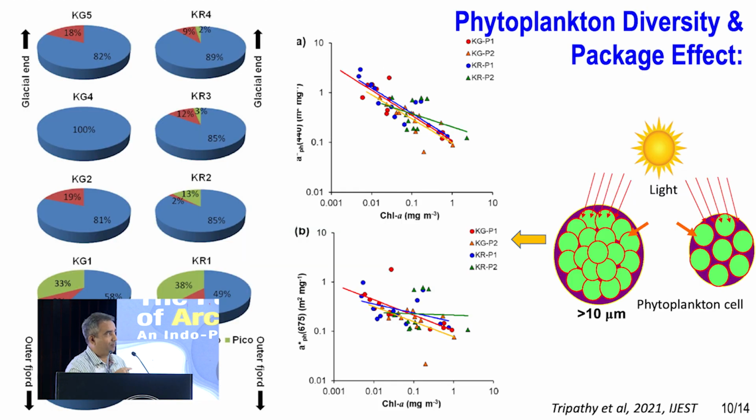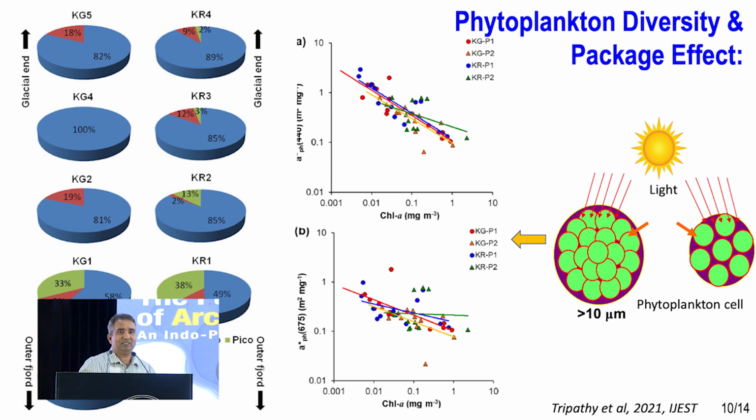So this figure shows the phytoplankton pigment or size distribution. You can see that the left side is Kongsfjorden and the right side is Krossfjorden. The phytoplankton community is mostly dominated by larger plankton, and when you go towards the mouth, the phytoplankton diversity is increasing. And when we plotted the light absorption efficiency of phytoplankton against chlorophyll, that means the biomass, we got a negative or inverse relationship.